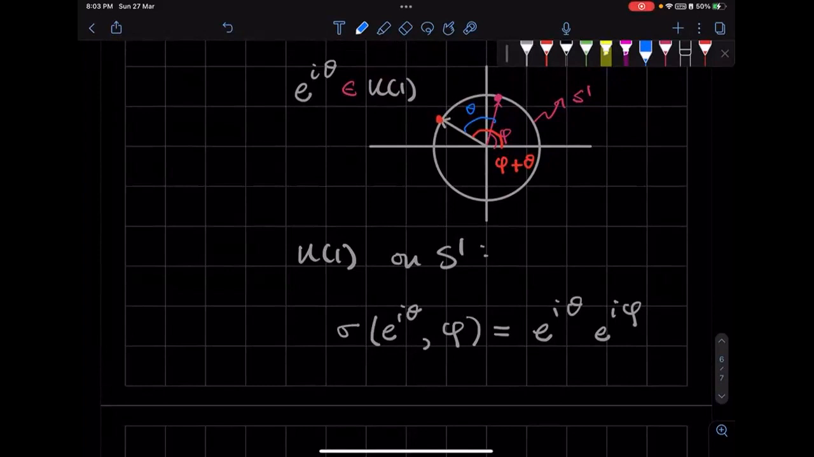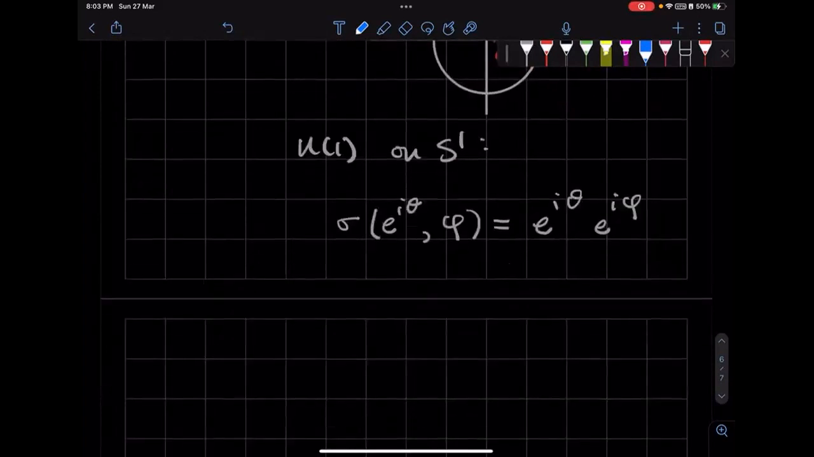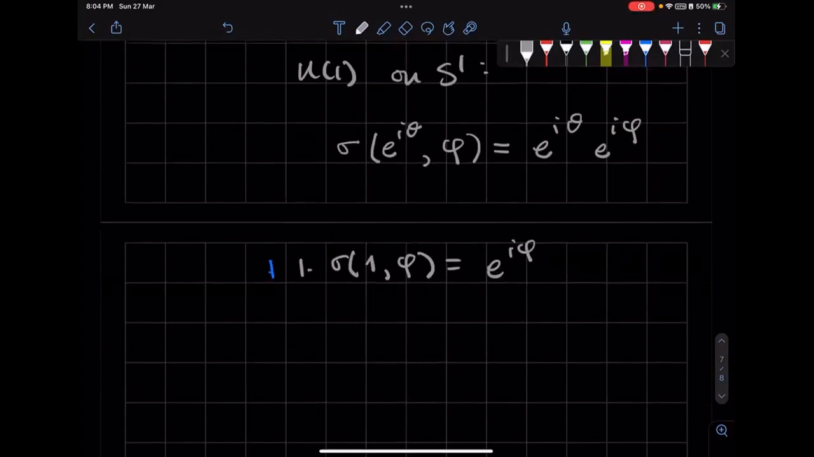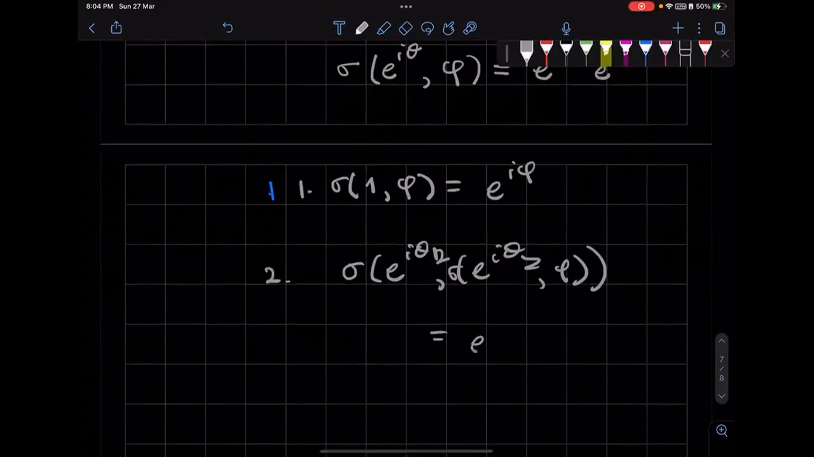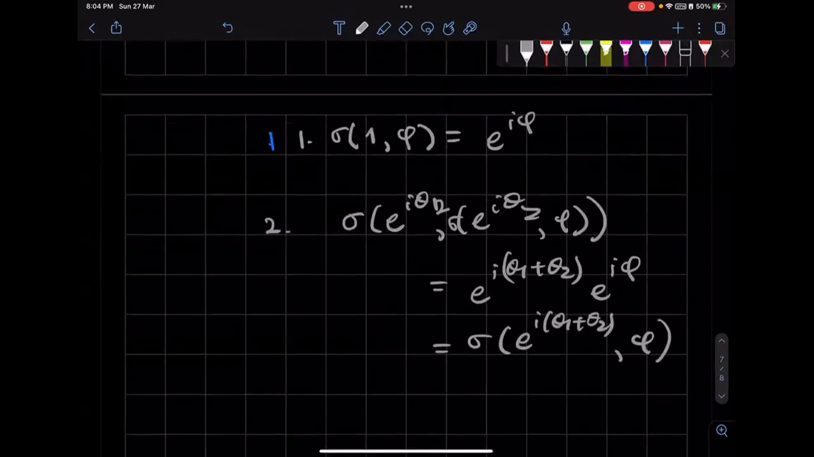We haven't verified, but it should be pretty clear that it's a group action. If I take the identity element, which is just the number 1, acting on phi, this is just e to the power i phi, so phi doesn't change. And if I take e to the i theta 1 and e to the i theta 2, then sigma of e to the i theta 1 times e to the i theta 2 acting on e to the i phi is e to the power i (theta 1 plus theta 2) acting on phi. All right, so we see that both of the group action postulates are satisfied, right?